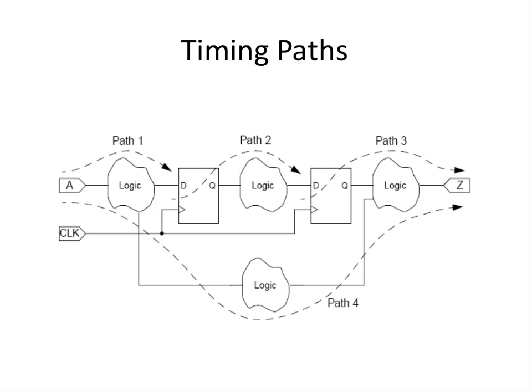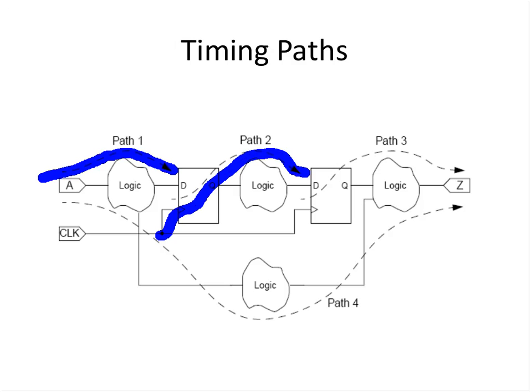Let's take a look at the timing paths. The tool will start at the input and stop at the first sequential element it encounters: the input to register path. Again, it will start at the clock input of the register and stop at the data input of any flop it finds. This is called a register to register path.